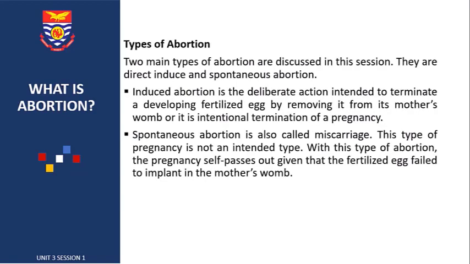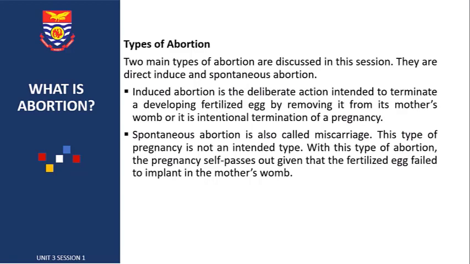On the next slide, we are looking at the types of abortion. We are saying that there are two main types: the direct induced and the spontaneous type. Now, the direct induced is a deliberate action intended to terminate a developing fertilized egg by removing it from the mother's womb, or it is the intentional termination of a pregnancy. By this, it is the individual who performs this procedure.